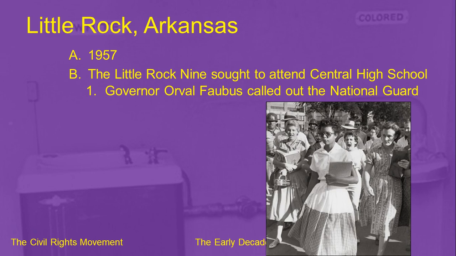The governor of Arkansas, a man named Orval Faubus, called out the Arkansas National Guard. And the next day when these students showed up to school, the Arkansas National Guard was used to block their entry to the high school. They were refused entry by the National Guard, guys with guns.